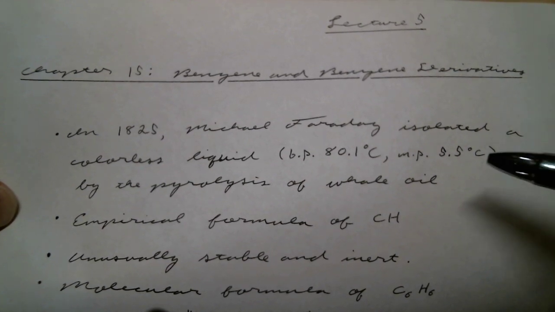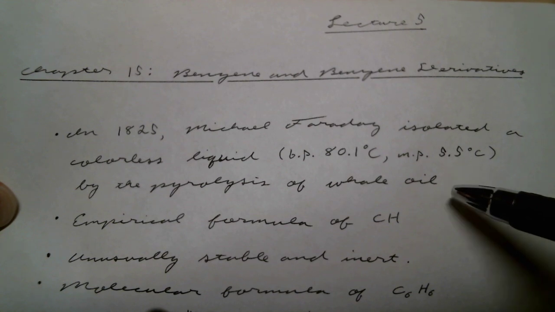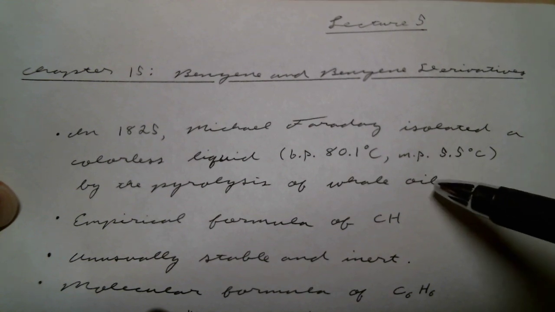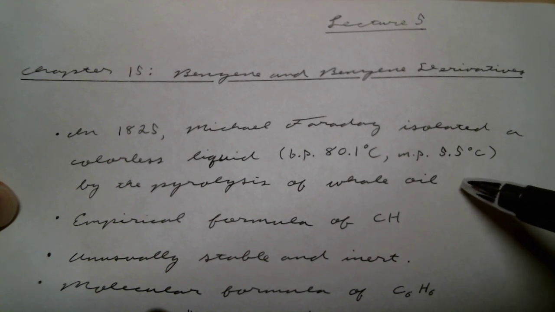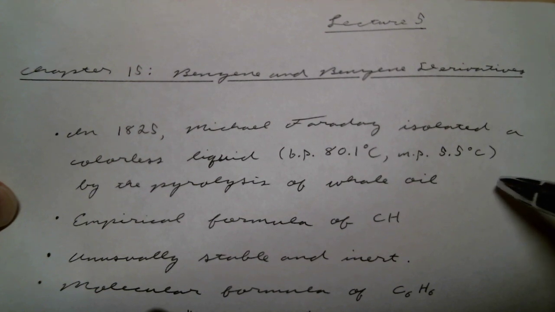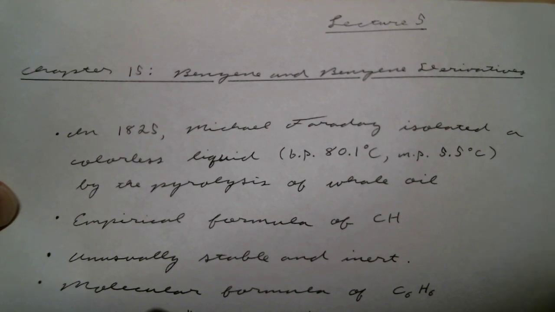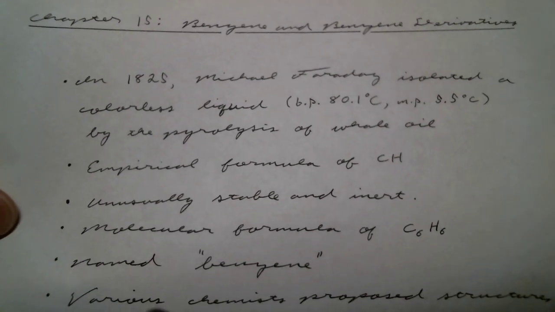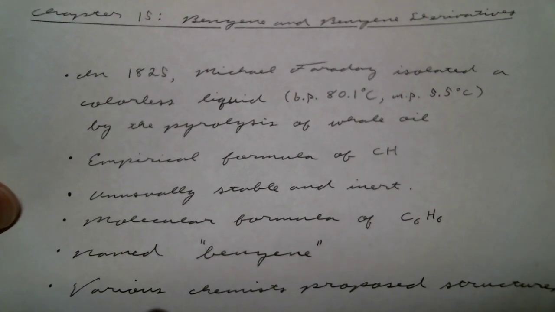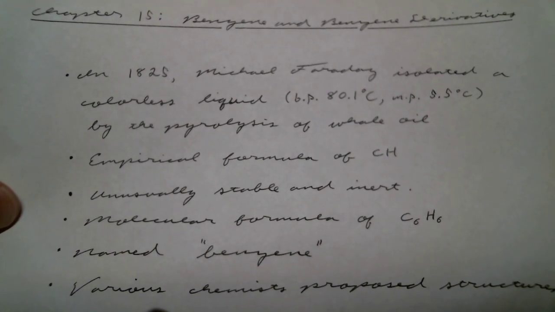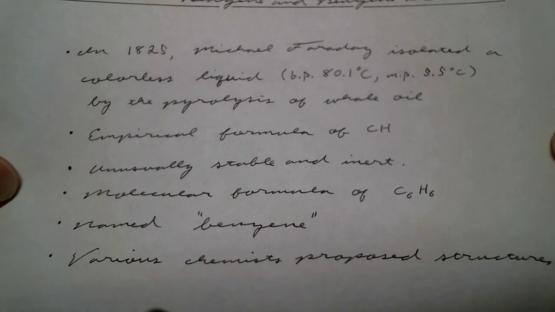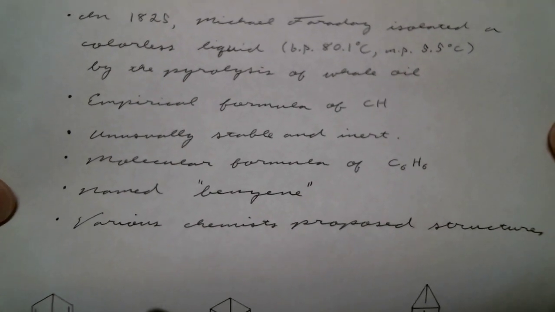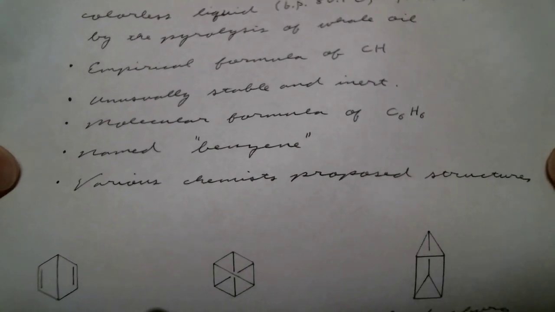So in 1825, Michael Faraday isolated a colorless liquid, boiling point 80.1 degrees Celsius, melting point 5.5 degrees Celsius, by the pyrolysis of whale oil. It had an empirical formula of CH. It was an unusually stable and inert liquid, and a molecular formula was determined for it of C6H6, and it was named benzene. Various chemists proposed various structures.